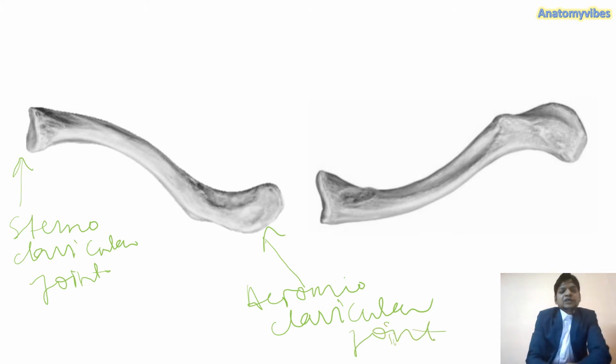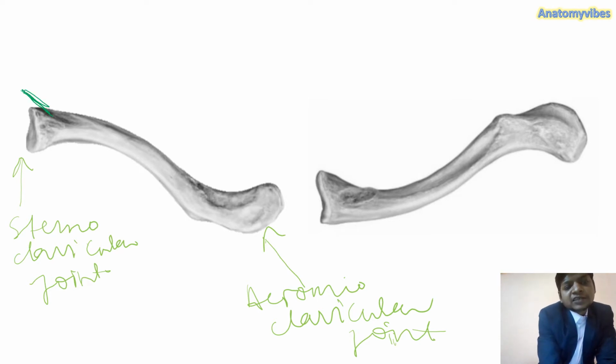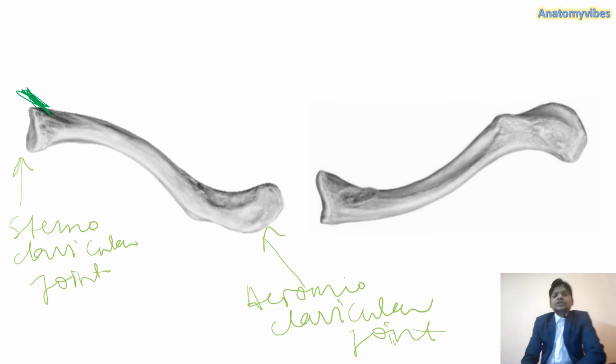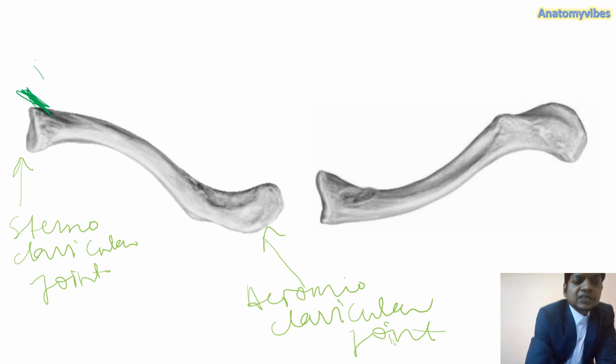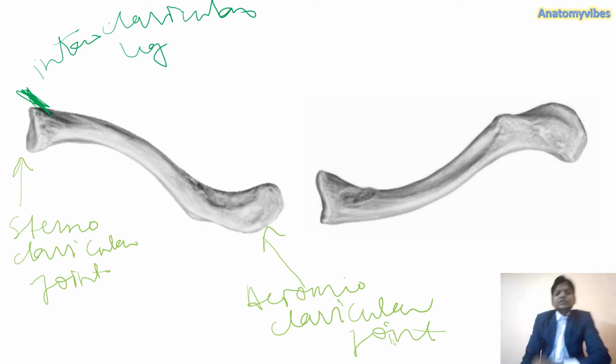Now this medial aspect superiorly gives attachment to one ligament. Here is the attachment of one ligament which attaches it to the other side of the clavicle. This ligament is known as the interclavicular ligament.